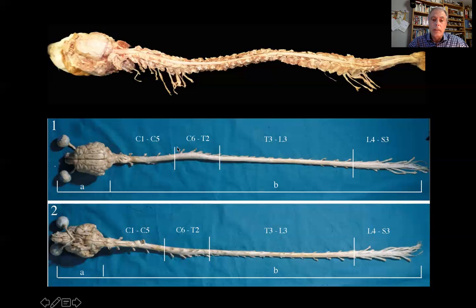So the second segment is between C6 and T2 and corresponds to the cervical intumescence. The third segment is a very long one. It runs between T3 and L3 spinal segments. And the last segment is between spinal segments L4 and S3 and corresponds to the lumbar intumescence.